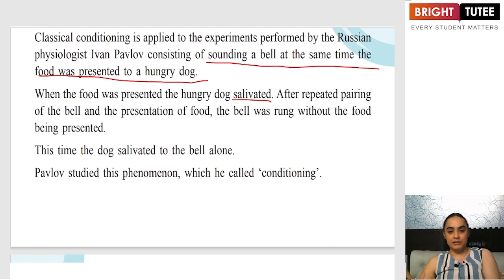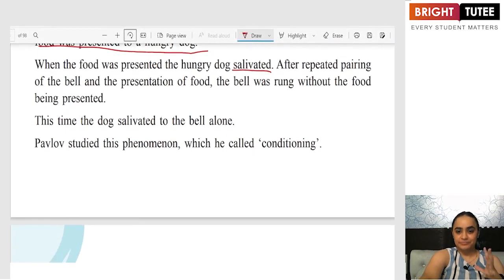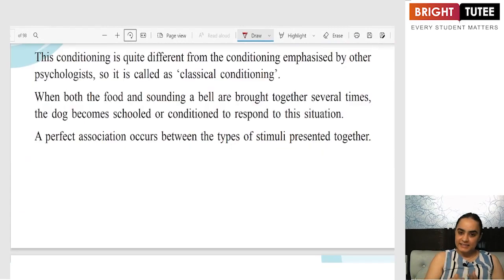And there came a time when only the bell was rung again. No food was offered, but still the dog salivated. So what does it mean? This is what the theory of conditioning is. Now, since this theory is different from the theory initiated by the other psychologists, this theory is known as classical conditioning theory.